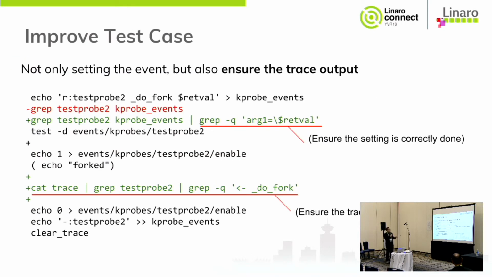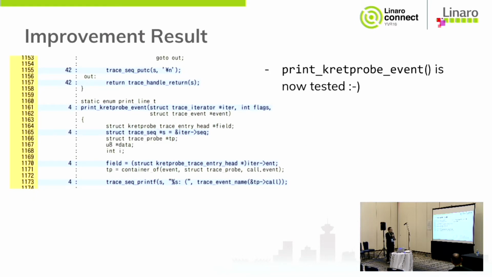So I improved the test case to ensure the trace output. You can see in this line, previously we just set the event and then cleared it. But before that, I added this line to check the trace output. After this improvement, GCOV shows a good result. We covered this function.